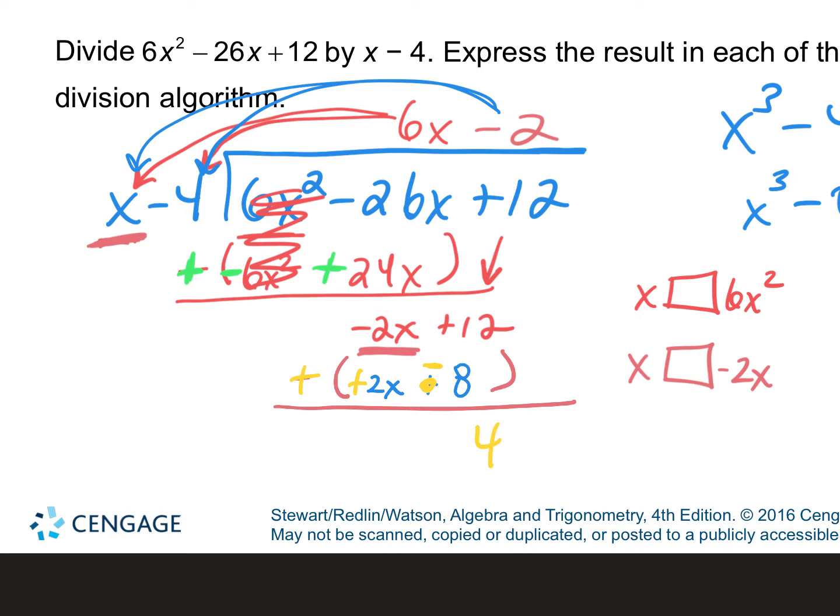What is 12 minus 8? 4. What's negative 2x and a positive 2x? Cancels out. Do I have anything left to bring down? No. So what's 4? My remainder. Is it a positive 4 or negative 4? Positive. So I'm going to put a plus sign. And it's 4 over, well, what did we divide by? x minus 4. Perfect. And there is your answer.